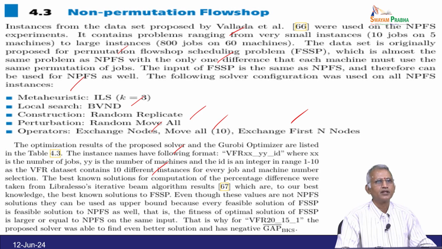NPFS solutions, they can be used as an upper bound because every feasible solution of FSSP is a feasible solution to NPFS as well. That is, the fitness of the optimal solution of FSSP is larger or equal to NPFS on the same input. That is why on VFR 20-15-1, the proposed solver was able to find an even better solution and has a negative gap BKS.